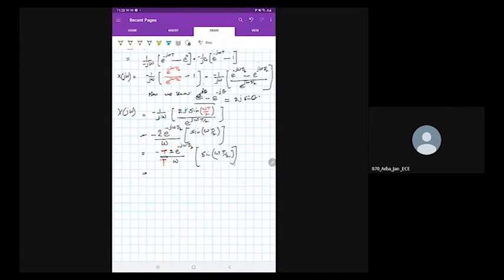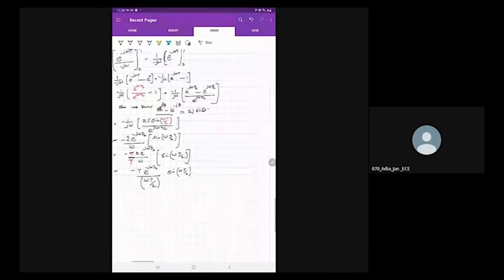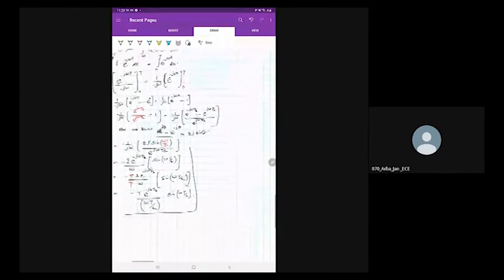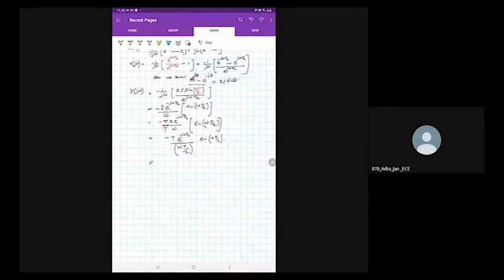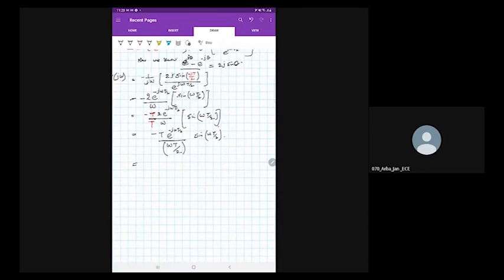I can write this in this form. This can be written as minus t times e raised to power minus j omega t by 2 divided by omega t divided by 2, into sine of omega t by 2. So I'm getting a minus sign. I don't know why I'm getting a minus sign. Let me check it later on.